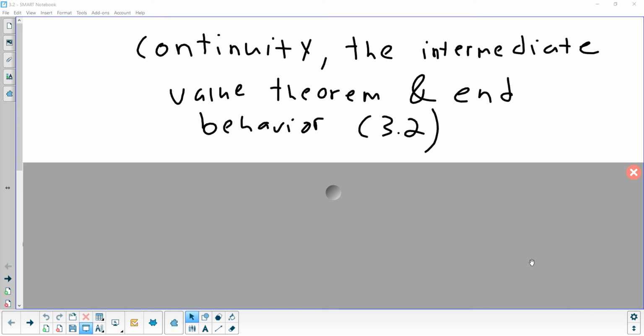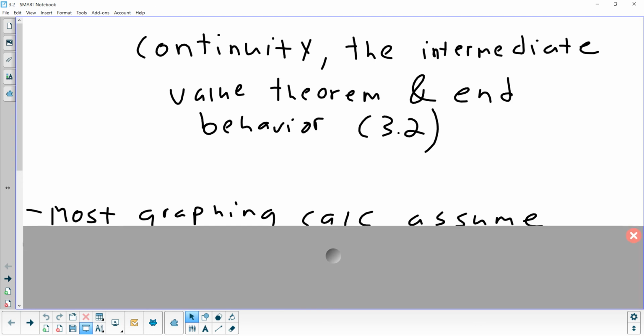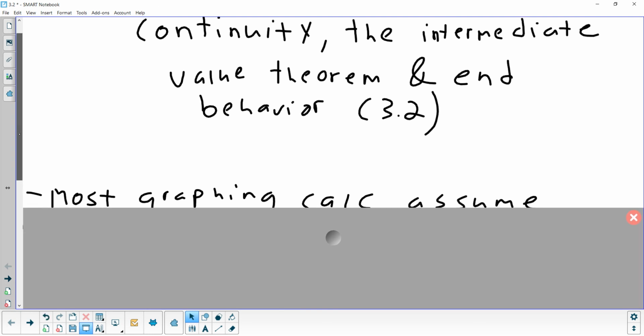All right, so we're going to start off today by looking at section 3.2, which is really on three different things: continuity, intermediate value, and what's called end behavior. Some of these all have to do with graphs, kind of visualizing something on a graph. That'll help us with all three of them. And we're going to start off by looking at what's called continuity.